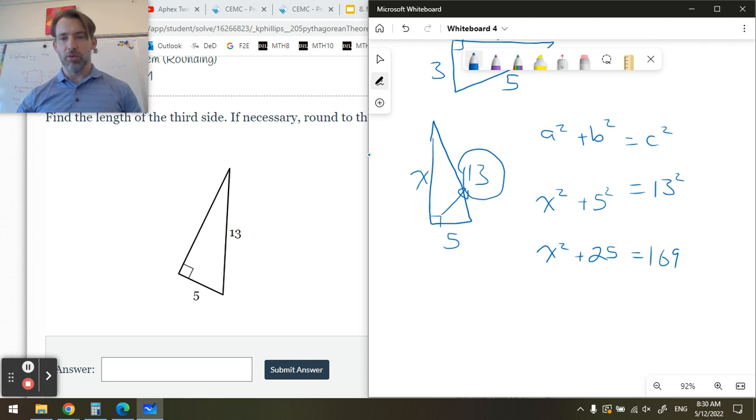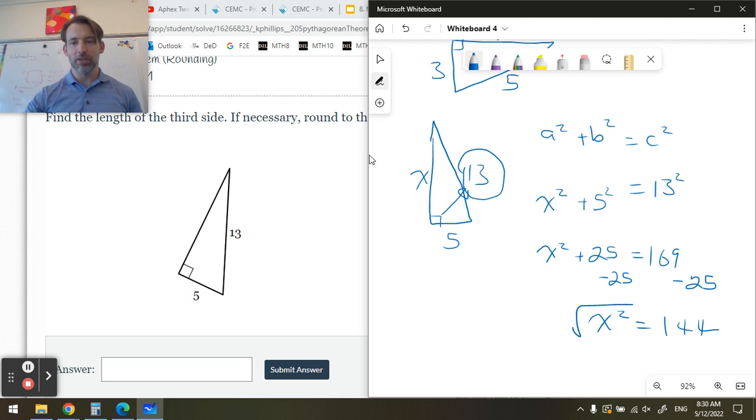Now, I'm going to go ahead and subtract 25 from there and there to move it to the other side of the equation. That is going to help me isolate x. So I have x squared now is equal to 169 minus 25, which I happen to know is 144. The calculator would tell you the same thing. And now I know that some number squared is 144, so I take the square root of both sides. And that will give me x is equal to 12.